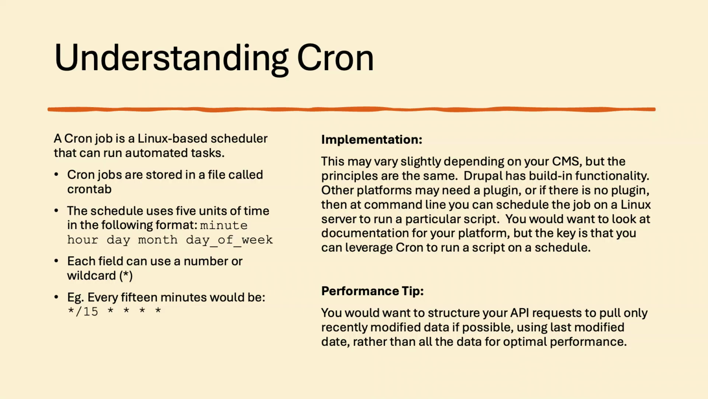So for example, if we wanted to do every 15 minutes, let's say we want to have some cron job run every 15 minutes, we would do */15 and then stars for the rest of the numbers. This would make that cron job run every 15 minutes to do whatever action we wanted to.